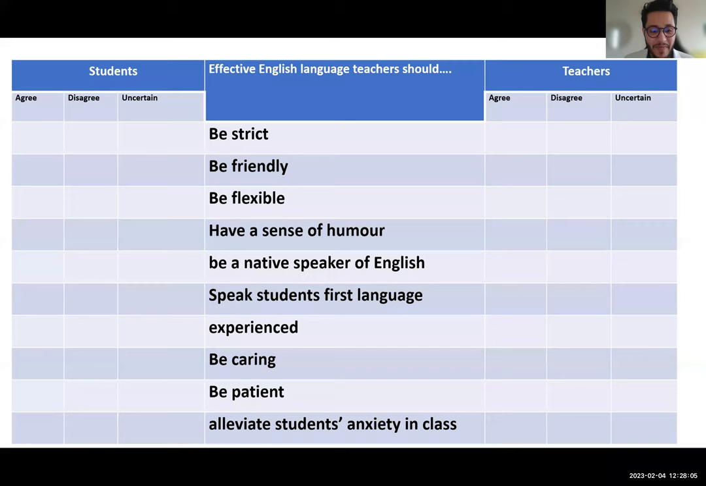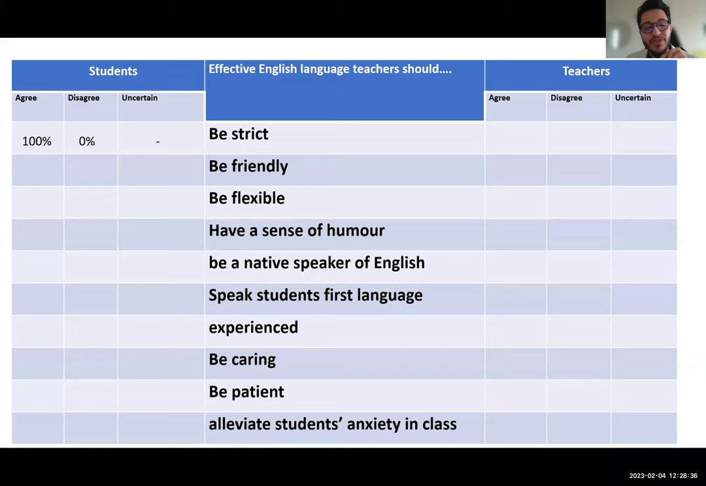Okay, I can see a variety of answers there. So you as teachers have different points of view. Some of you would say, oh, 15% agreed, or 75% agreed. But let's see what the students said. All students, 100% of students, expressed that effective English language teachers should be strict.